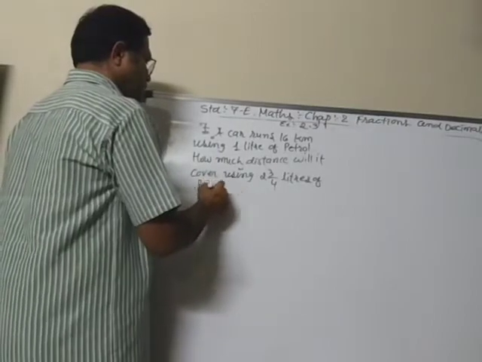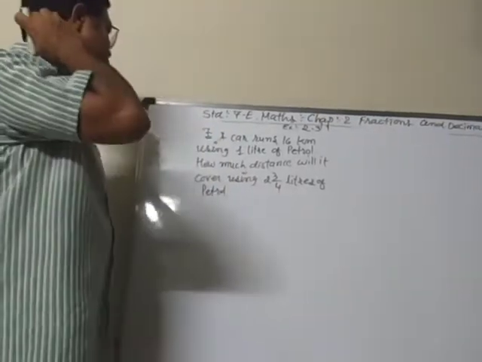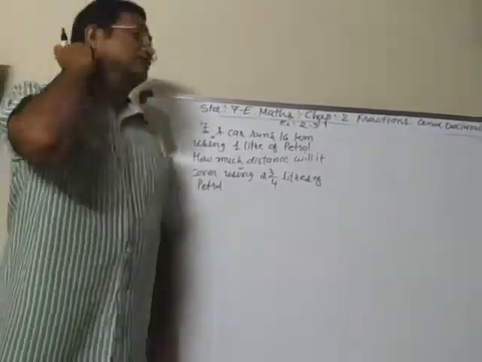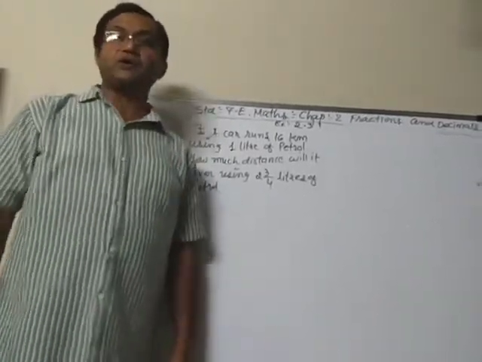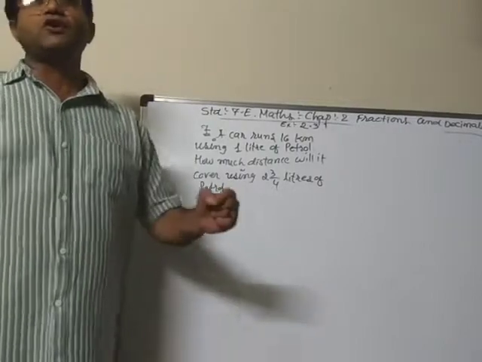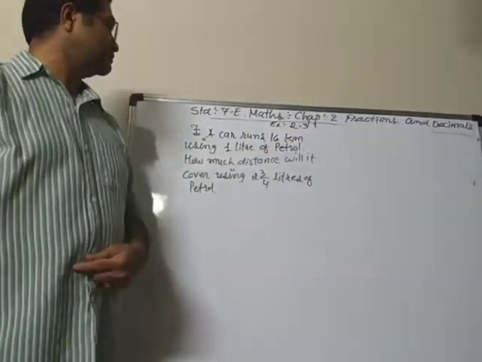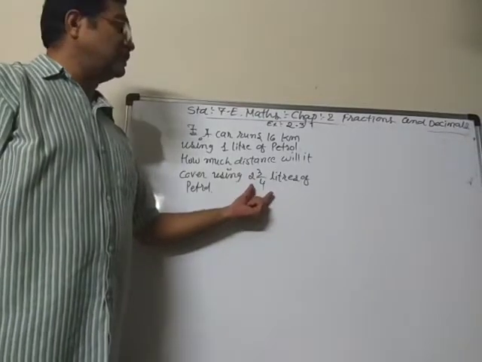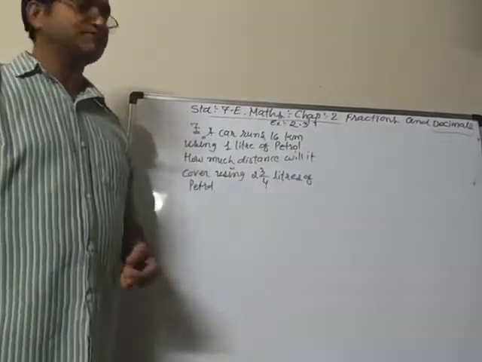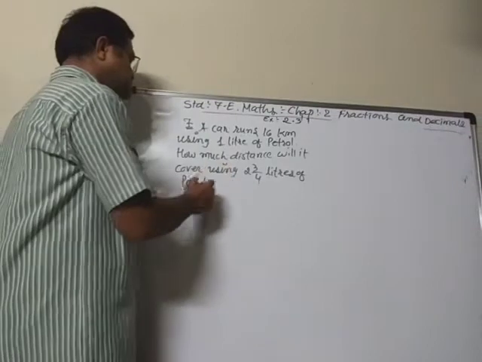So now it is given that it runs 16 km using 1 liter of petrol. It means that if we have 1 liter of petrol, then it can go up to 16 km. Then if the petrol is 2 integer 3 by 4 liters, then how much distance?